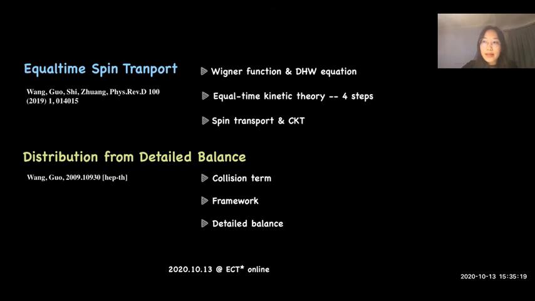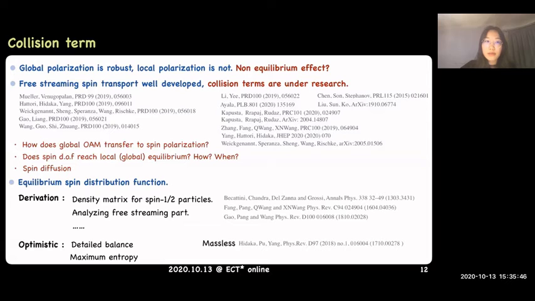So next, I'm going to the second part of this talk. I'm going to talk about the collisions in the spin transport theory, and also show that the equilibrium distribution function can be derived from the detailed balance requirement of the collision term at equilibrium. So first, why do we need the collision term?